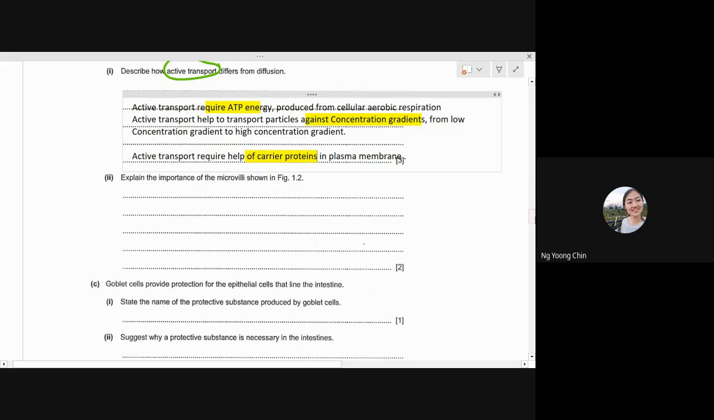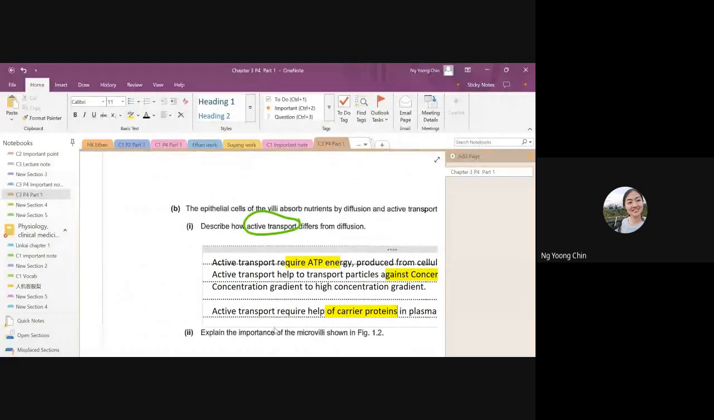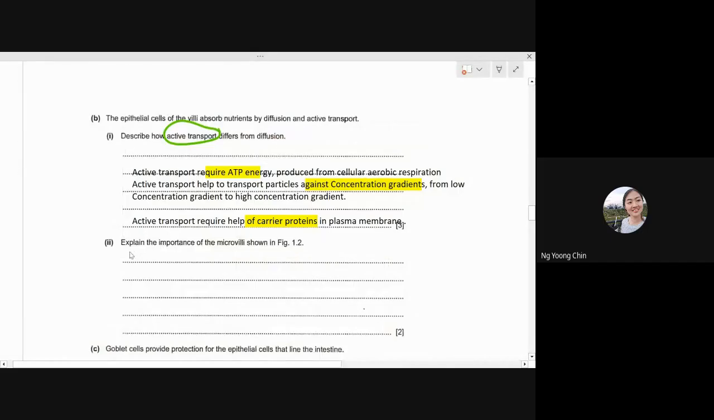And then for this one, microvilli. Are you still there? Sorry. I think, oh, okay, you're still there, right? Ethan, yeah. Okay, let me finish the last question, and then we can end the class.